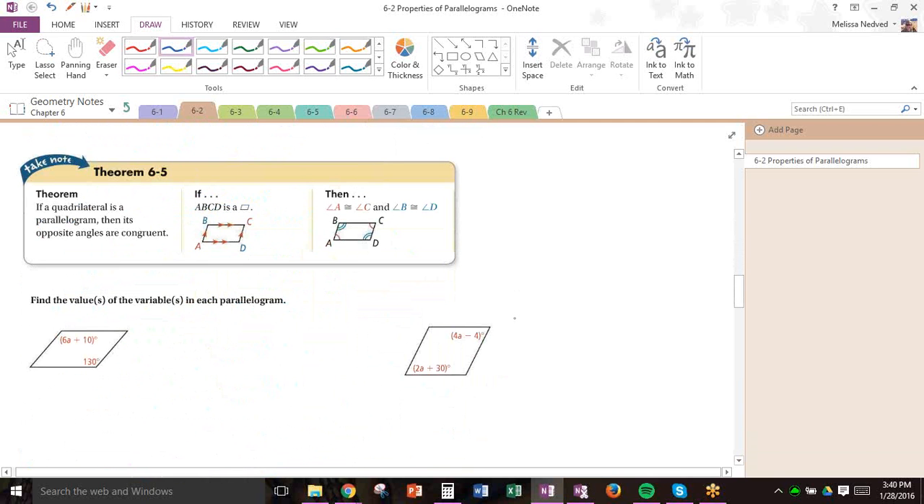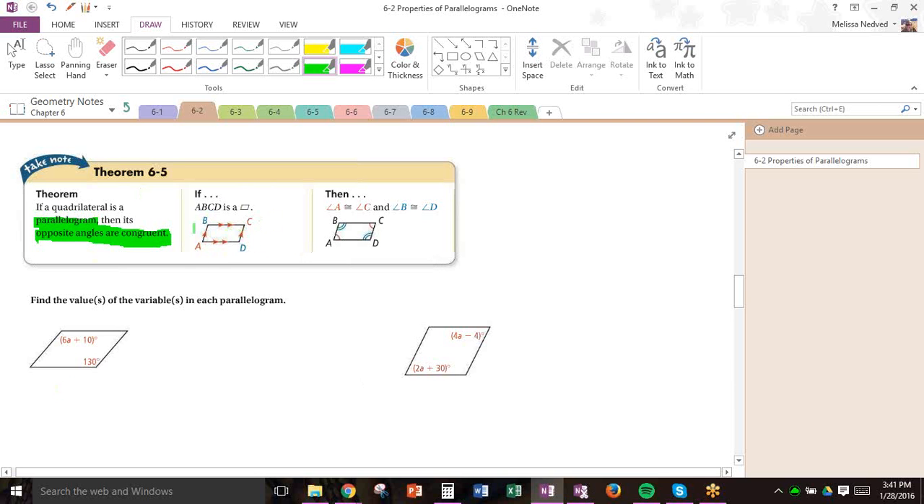Now our next property says if a quadrilateral is a parallelogram, then opposite angles are congruent. Our last property talked about what happens when we're looking at consecutive angles. This one talks about opposite angles. And remember, we defined opposite angles to be angles that do not share a common side. So opposite angles are congruent. Here I'm looking at parallelogram ABCD. In this case, angle B would be congruent to angle D, and angle A congruent to angle C.